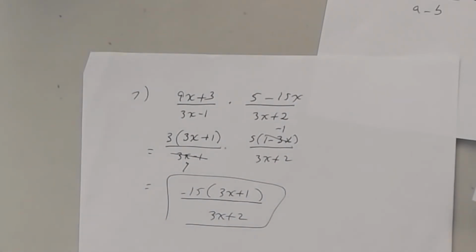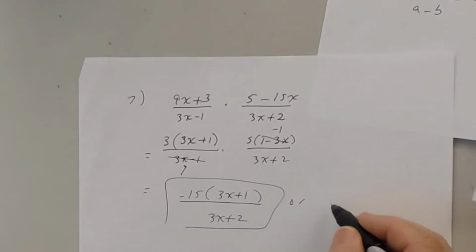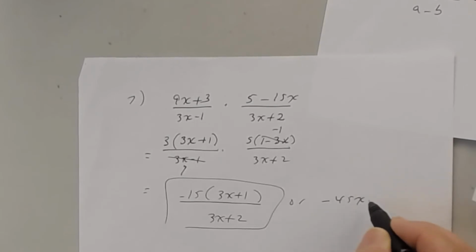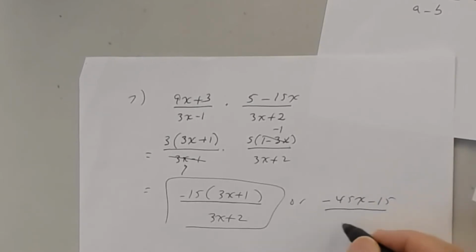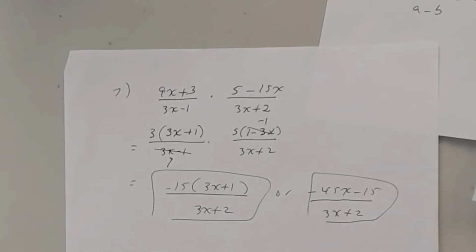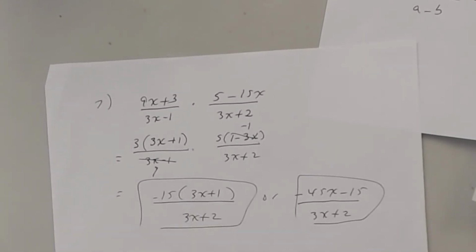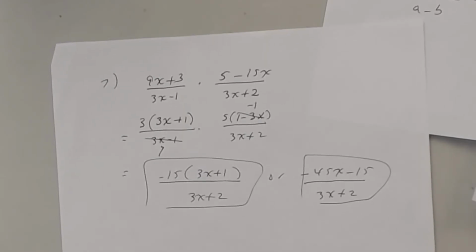So that's how you want to write this. Now, if you went ahead and you distributed the negative 15, that's fine. I wouldn't take off any points. If you distribute, that would be negative 45x minus 15. Is that correct? Over 3x plus 2. That's okay. You can write this if you want to. That's fine. But I tend to most times just leave it in factored form. Okay? All right, number 8.